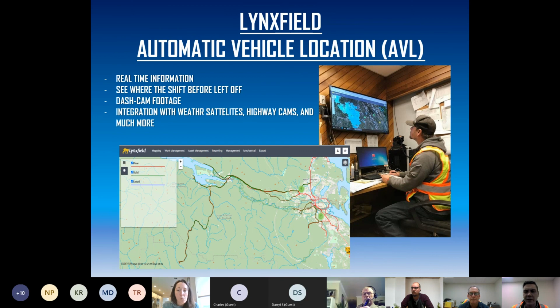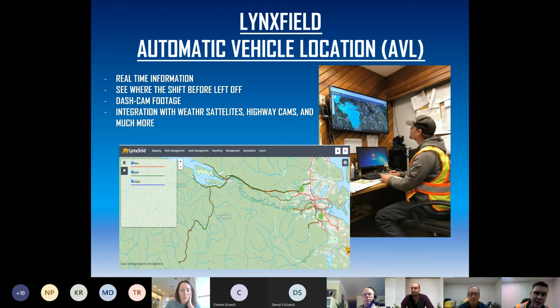Lynxfield automatic vehicle location. This is the GPS system that we have installed in our fleet. You'll see a screenshot from one of our winter operations maps. It gives our supervisors the ability to see at a glance exactly what the shift has done the night before. It's kind of hard to see with a small picture, but you'll see all of the red lines and all of the green lines. The green lines depict where solids like salt or sand were spread, and the red lines are where plowing was completed. I don't have any on this map, but there are also blue lines that would be displayed for brine application.